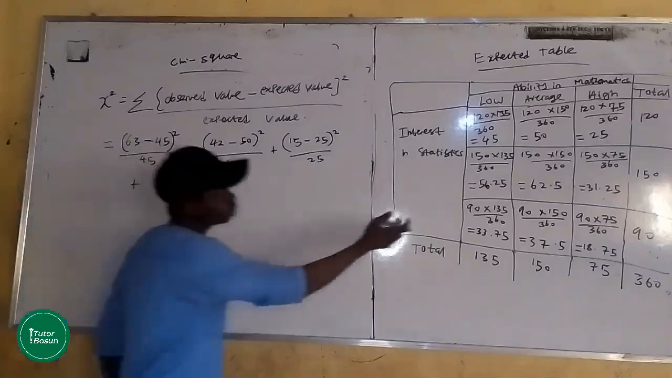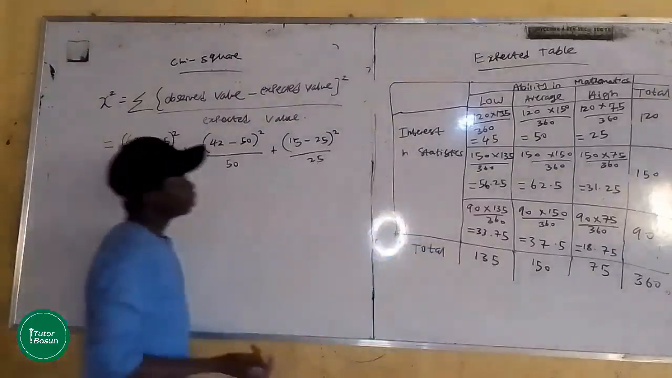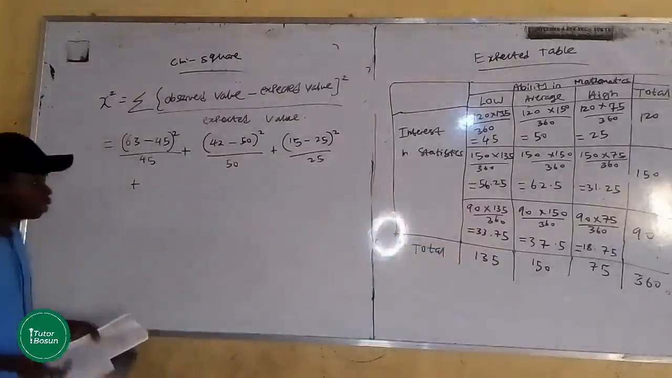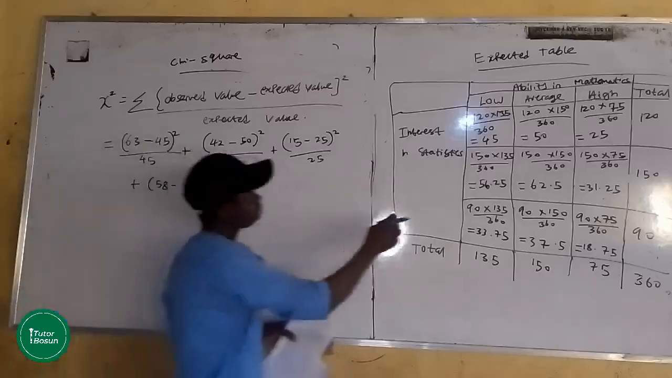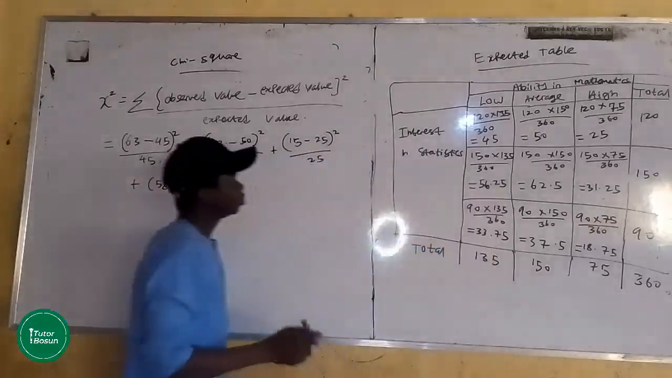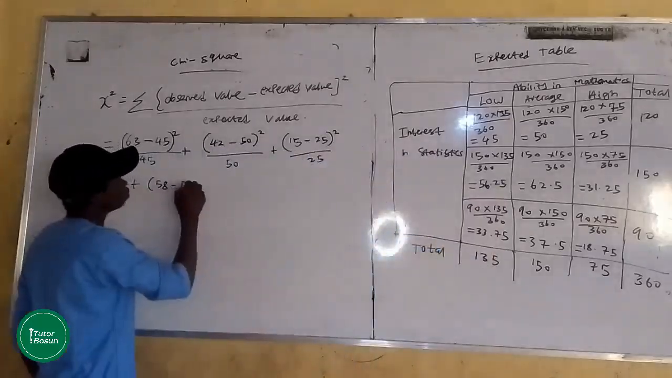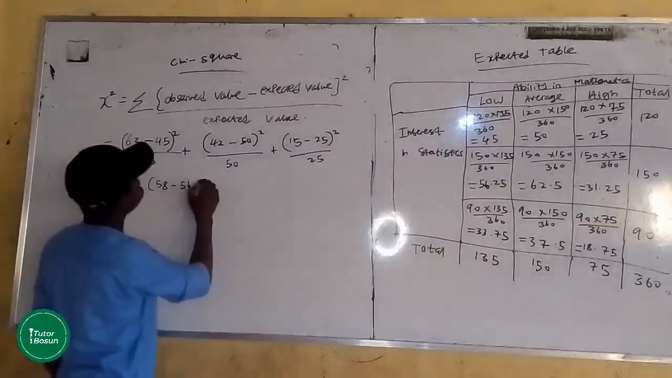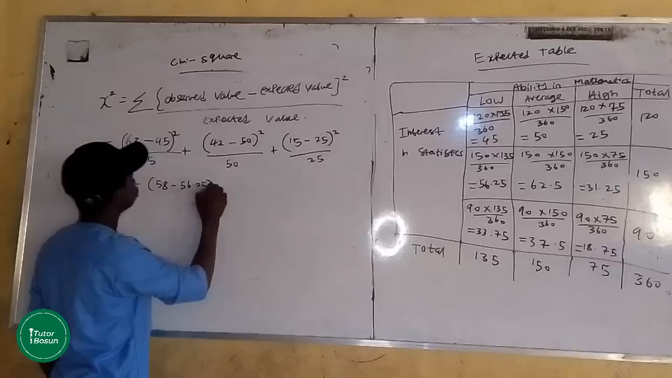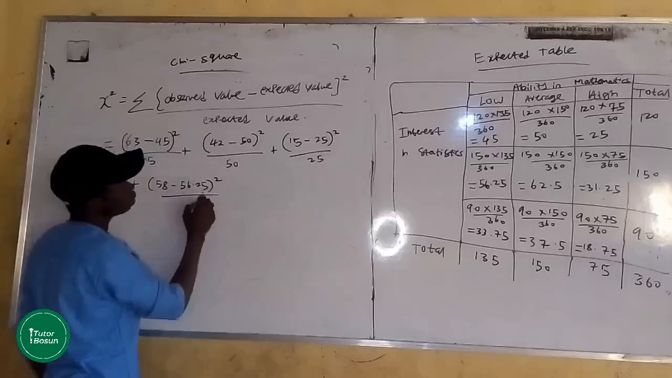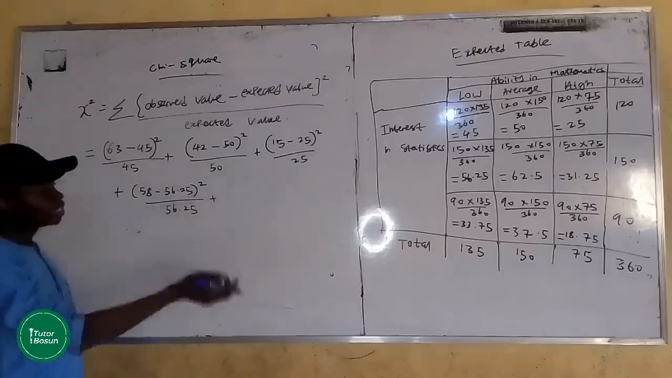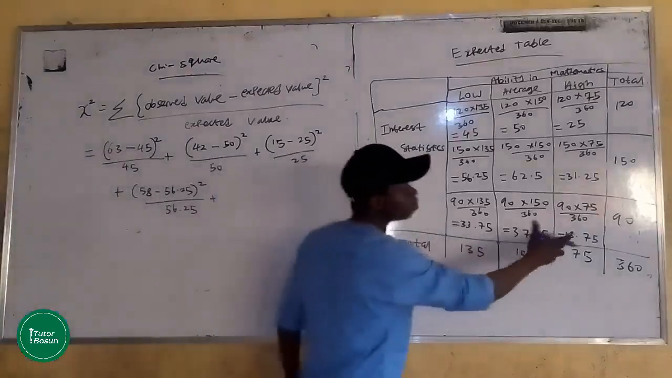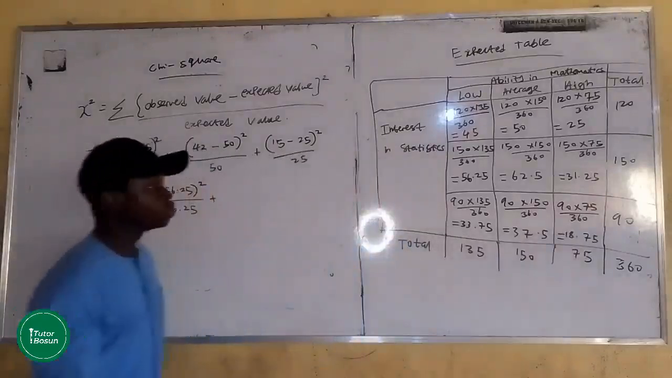we move to the next one. The next one here, from the initial table, the value there is 58 minus 56.25, squared, divided by 56.25. When you get to this point, as you can see, the values you're computing are very many.